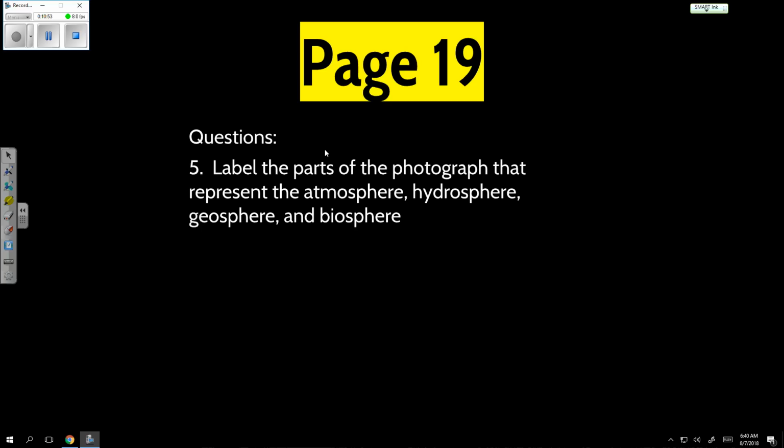The biosphere could include the trees, the grasses, or the moose. Write the word biosphere and put an arrow to either the trees, the grasses, or the moose.